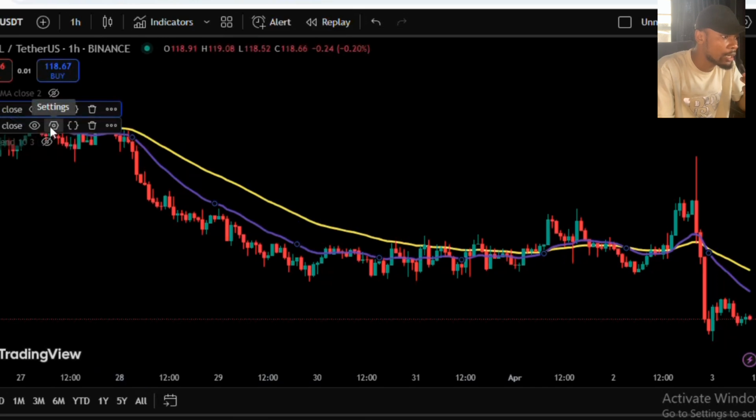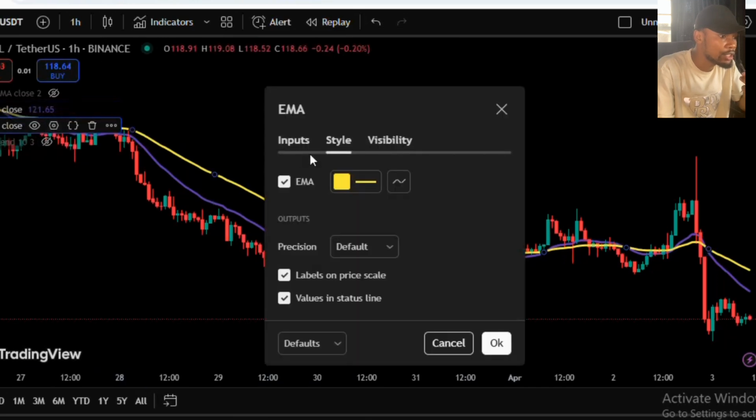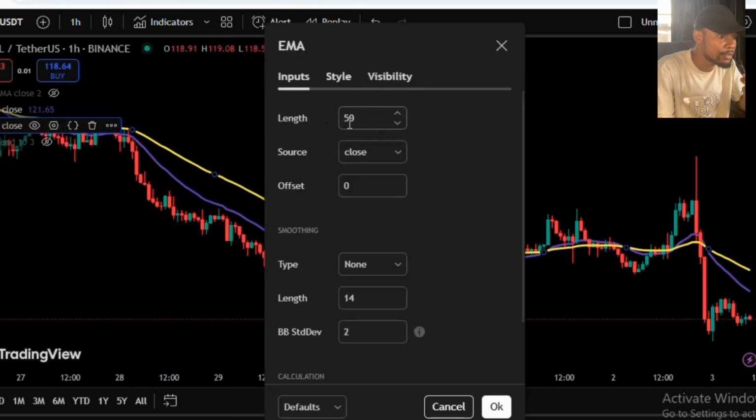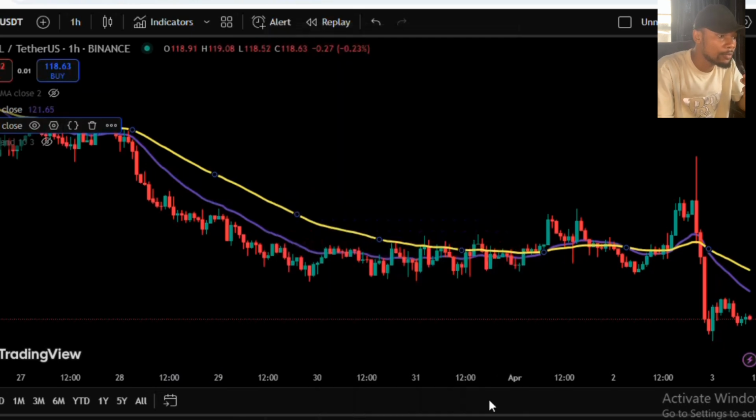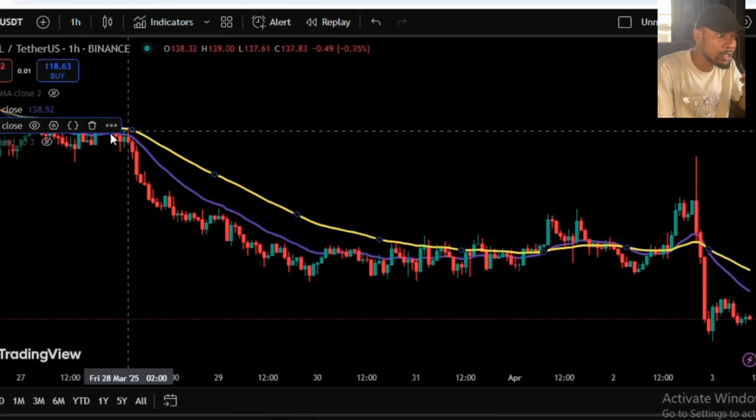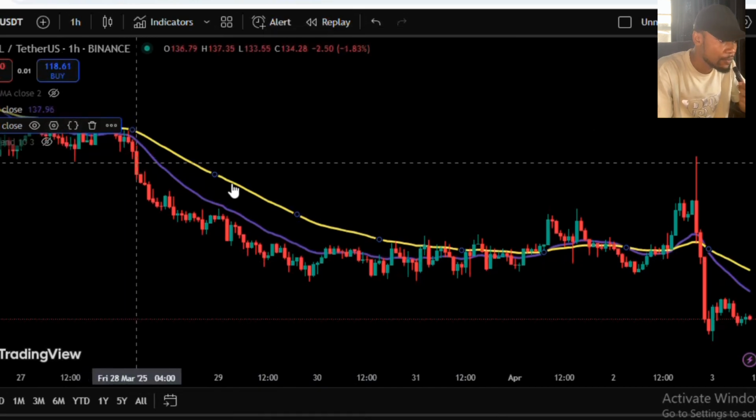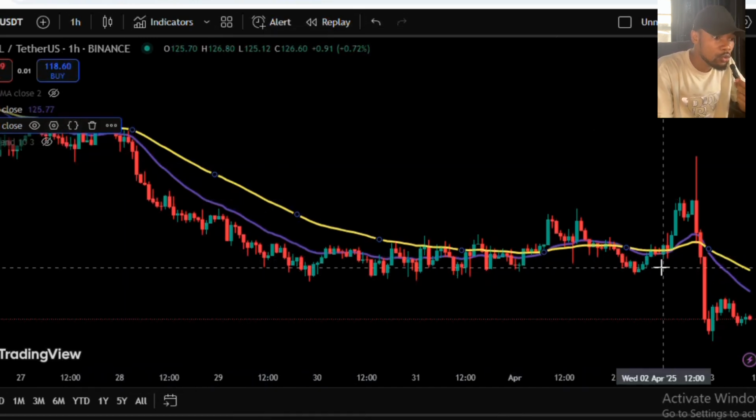So come to this 50 EMA, change the input, put here as 50, change it from 9 to 50, and then click on OK. The first one, change it from 9 to 20, second one, change it from 9 to 50. This is what you find. So let's look out for an uptrend.